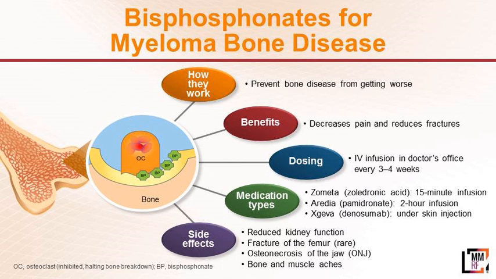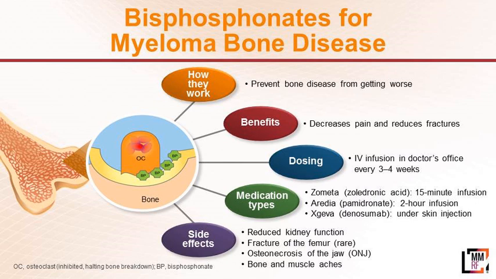So the dosing for these medications is an IV infusion, and it occurs in the doctor's office every 3 to 4 weeks. Now, the medication types that we have are Zometa, or zoledronic acid, and that is a 15-minute infusion. We also have Aredia or Pamidronate, which is a 2-hour infusion. And we put Xgeva on here, which is not a bisphosphonate, but it is a newer medication that was approved not that long ago, which is actually an injection that is given under the skin.